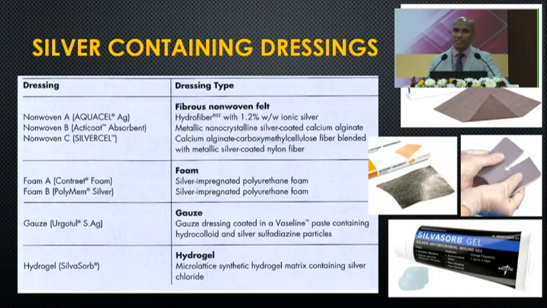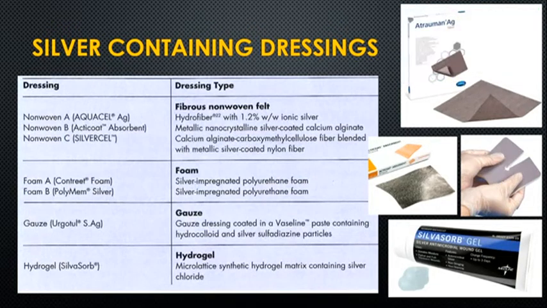The commonest dressings available in the market are Atrauman Ag and Acticoat. Both of these are a very thin mesh form of a dressing which don't have much absorbent capacity. So if you have a wound that has a lot of exudate, you might want to use something that has a foam backing, or at least use some gauze on top of it.